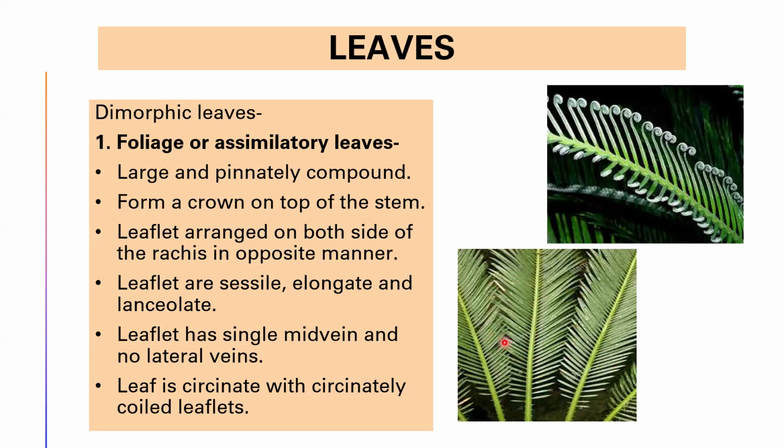The leaf is circinate, with circinately coiled leaflets. What is circinate? You can see here in the diagram. Circinate means rounding up of the apex of the leaves. So they are circinate with circinately coiled leaflets. These are the leaflets arising. See, this is a single leaflet and this is an axis called the rachis, and this whole you can call a leaf. So this is all about foliage and assimilatory leaves. I told you their function: they are green in nature and responsible for photosynthesis and making food.